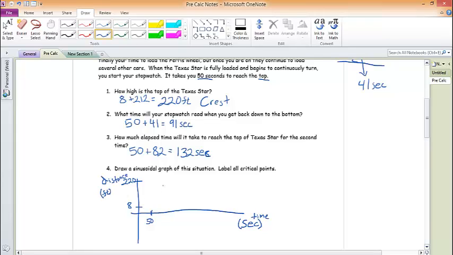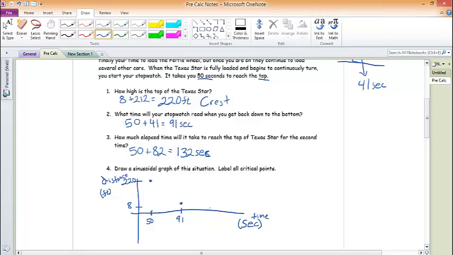Okay, so once again, I know at 50 seconds I was at the very top, so I'm going to put a point here. And then at 91 seconds, which I guess we'll call right here, I was at the bottom. Well, not the very bottom. My feet were not dragging on the ground. They were 8 feet above the ground, thankfully.